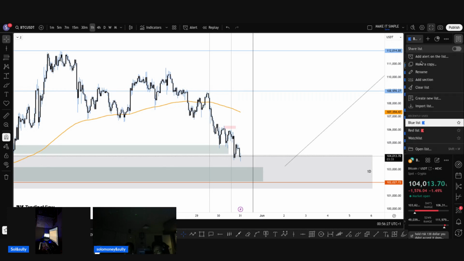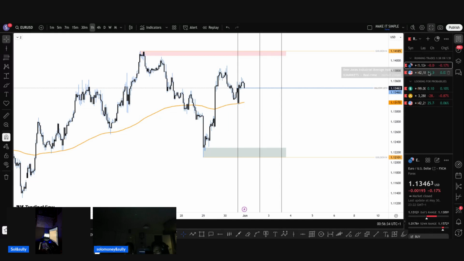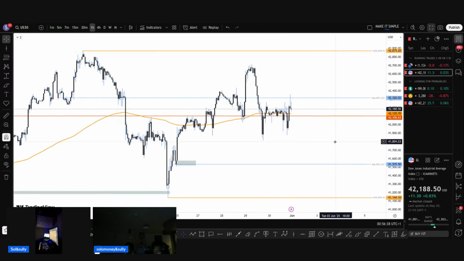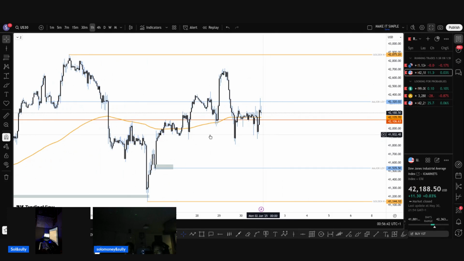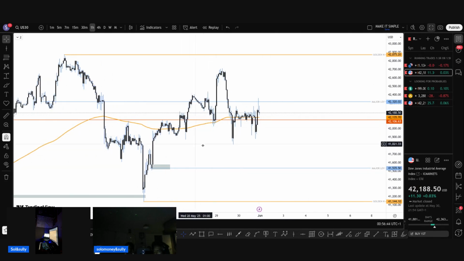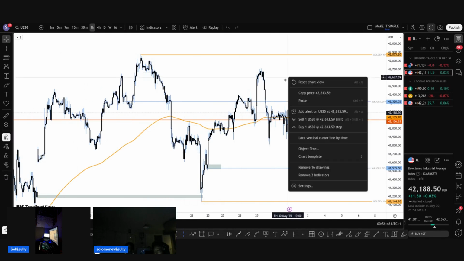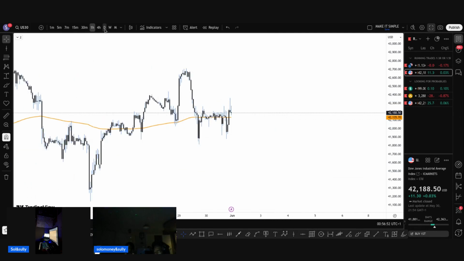ROUSD, nothing really, because the market is closed. We're waiting for next week. And US30, well, actually nothing really going on here. Since we're filling this gap from yesterday, it's just crazy. So I'm gonna just get rid of this and leave this market alone for now.